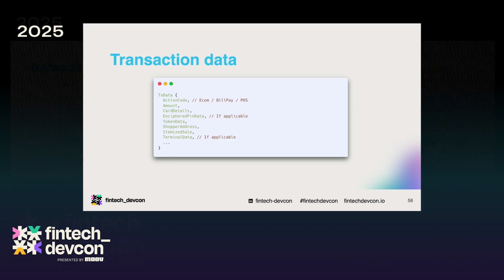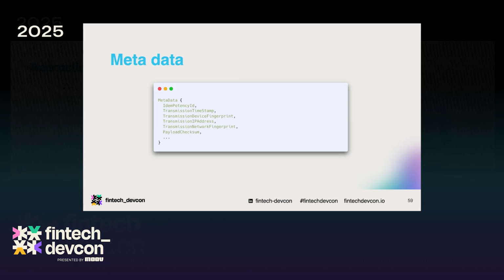So what do we see in the transaction data? We have the amount and the card details, of course, but there's a lot more. We might have token data. We might have both the card details and the token data, and there might be terminal data as well, telling us that a card was present, for example. These are all really important things to keep in mind. Card present, because generally lower risk. Then for metadata, metadata is incredibly important too.